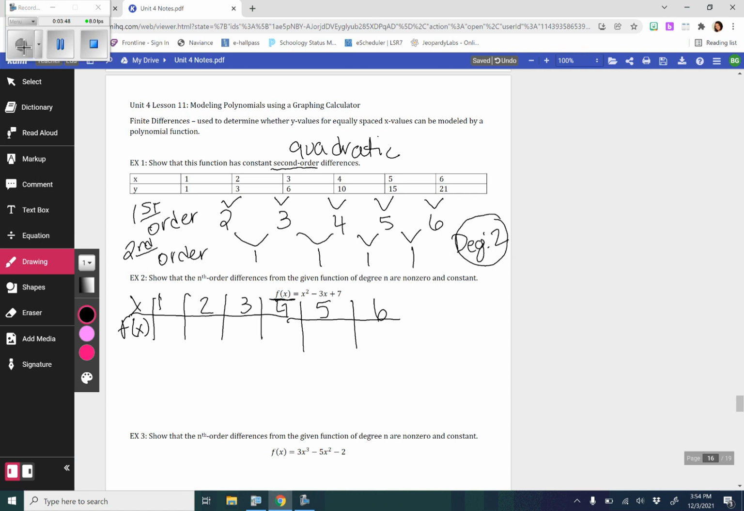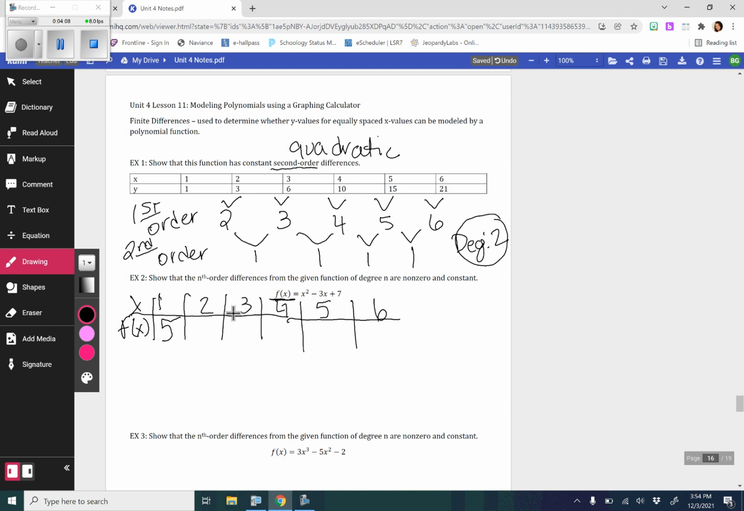Now, if we have these x's, how do we find our f of x? Well, you take your values, you plug them back into your equation. So where we see x squared minus 3x plus 7, you're going to take your 1 and plug it in for where you see x, okay? When you do that, you should get 5. So you can just plug it right into your calculator.